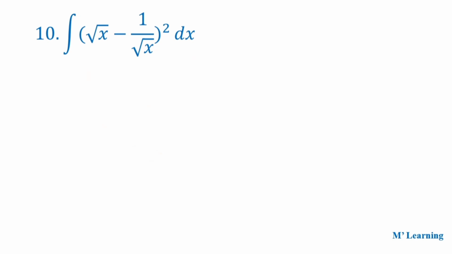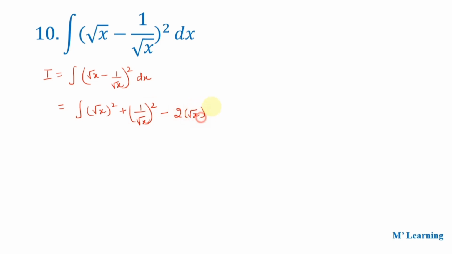Now let's see question number 10, which is the integration of (root x minus 1 by root x) whole squared dx. We can see this is forming (a minus b) whole square. So opening this: a² plus b² minus 2ab, whole dx. Okay, so root x squared is x, plus (1 by root x) squared will become 1 by x, minus, this root x will be cancelled by this root x, 2, whole dx.